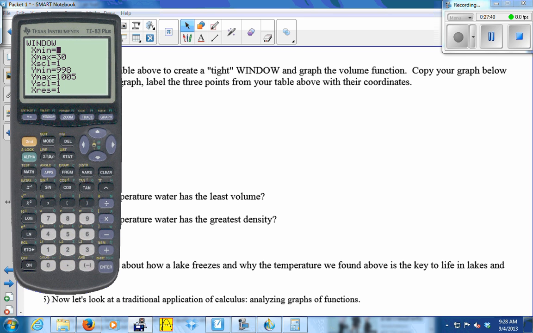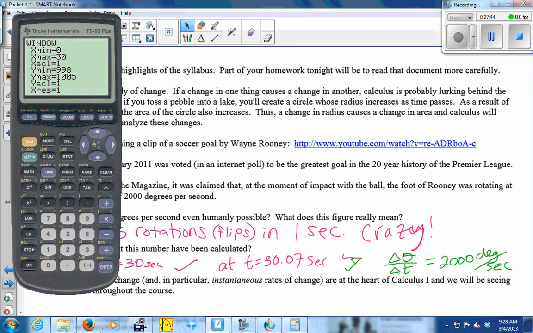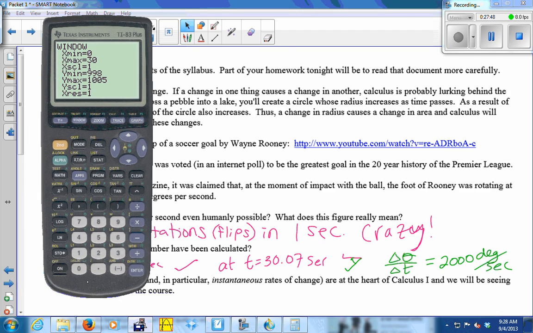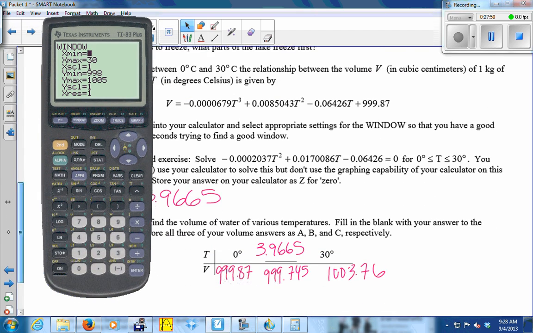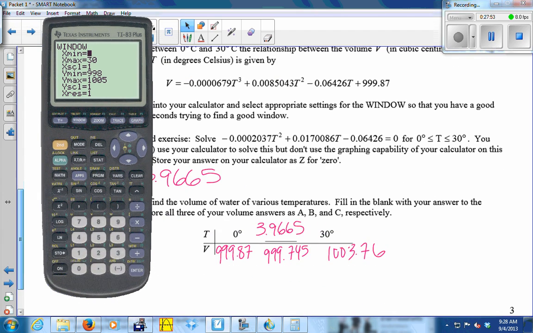So 0 to 30 is good for Xmin, Xmax, and then we're just going to tighten our window up. We went 998 to 1005. We're going to go a little tighter. So I'm going to go 999.5, maybe just a little bit below my smallest, and then just a little bit above my biggest. So maybe I'll go 1004.